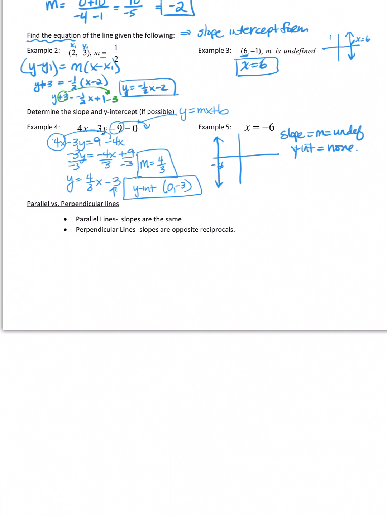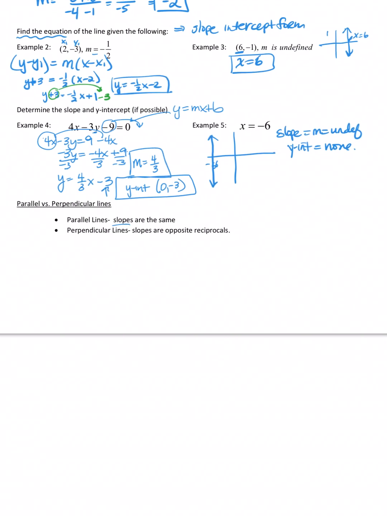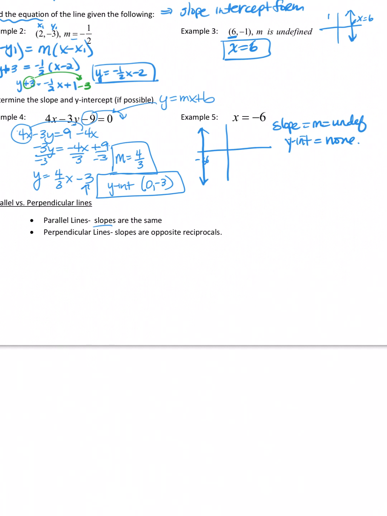Now, jumping to some geometry days, parallel versus perpendicular lines. So parallel lines will have slopes that are the same, okay? Perpendicular lines will have slopes that are opposite. So like, let's just make something up here. y equals 2x plus 5, y equals 2x plus 9. Those are parallel lines. The slopes are the same. That value is the same.